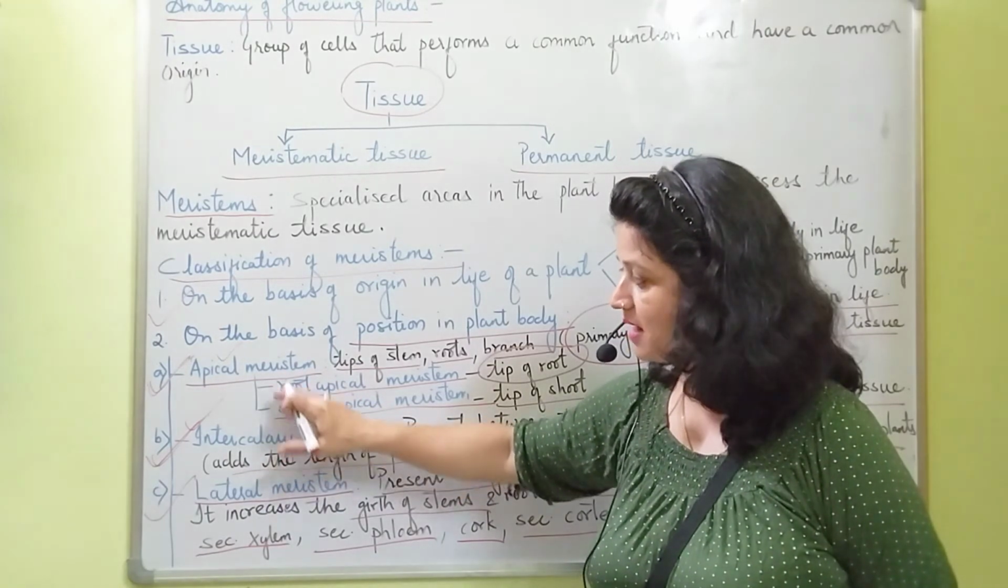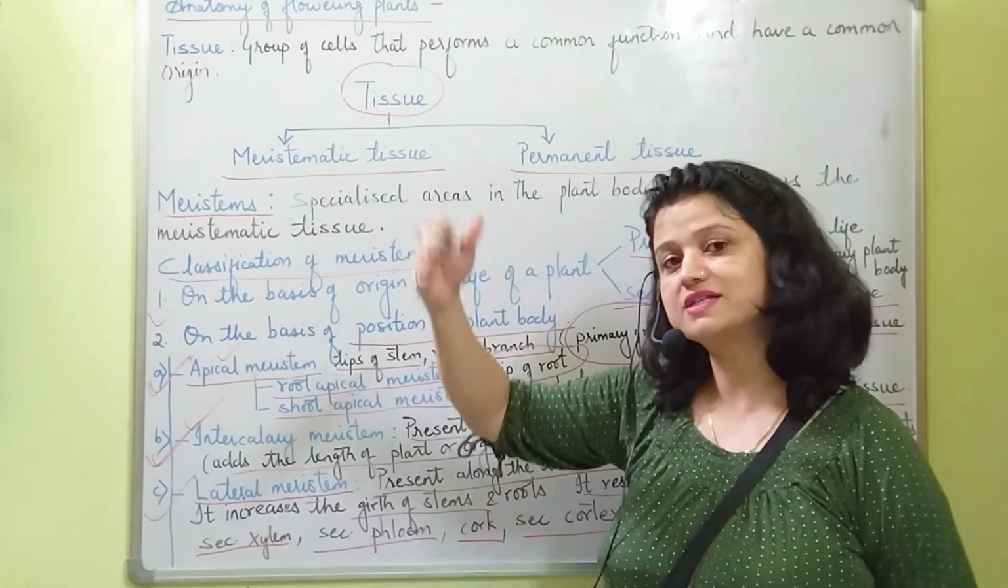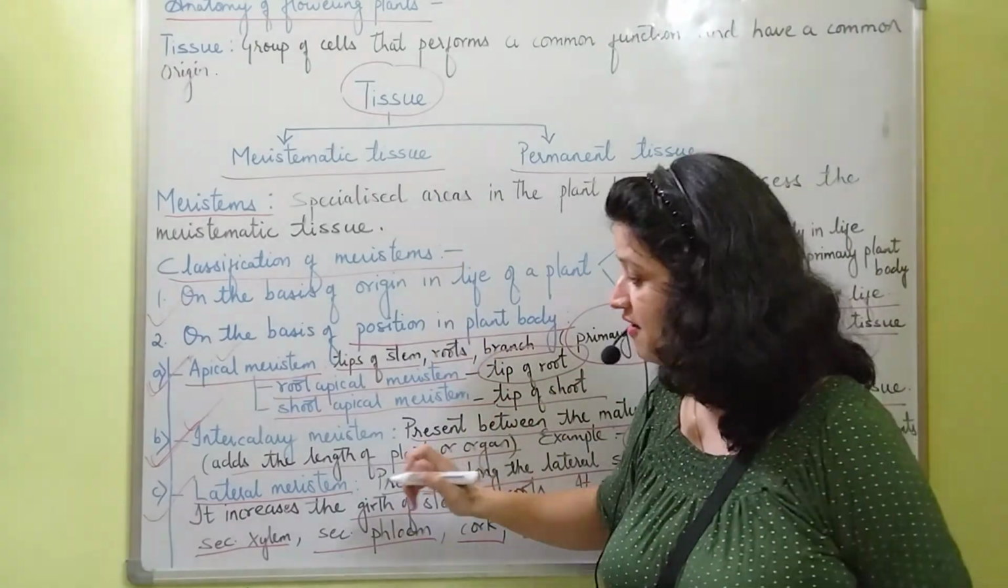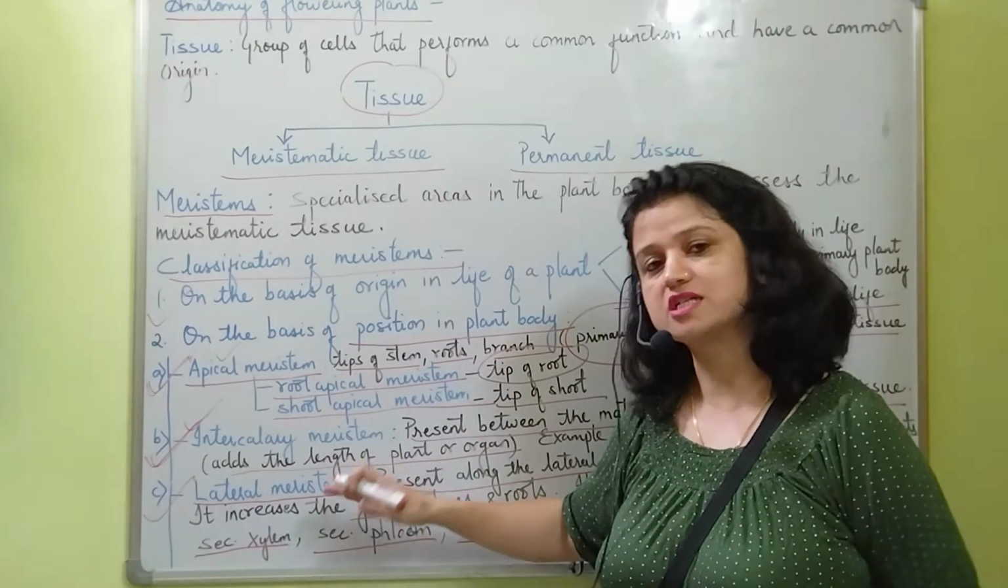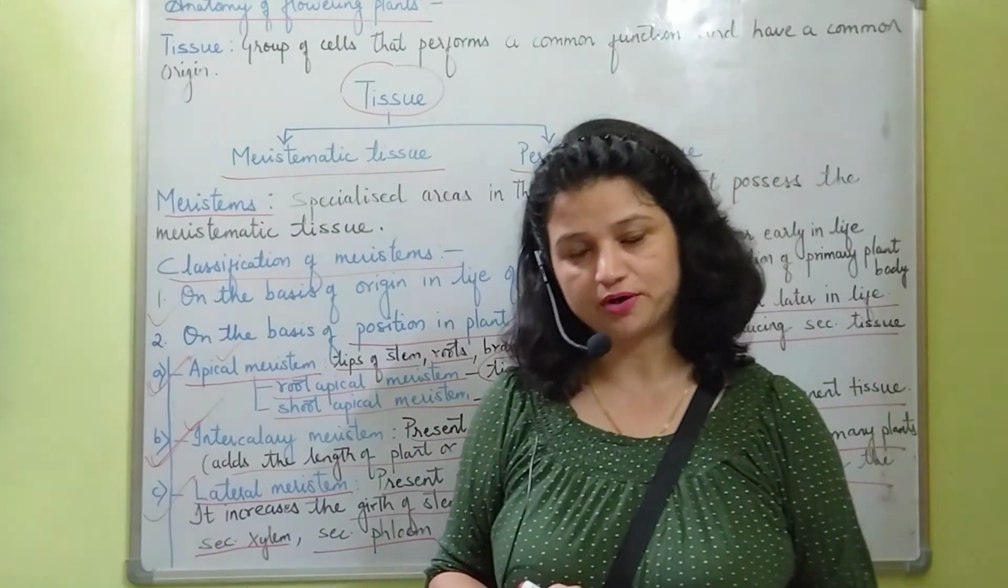These two meristems, apical and intercalary, are related to the increase in the length of the plant body, whereas the lateral meristem is responsible for increase in the girth of the plant body.